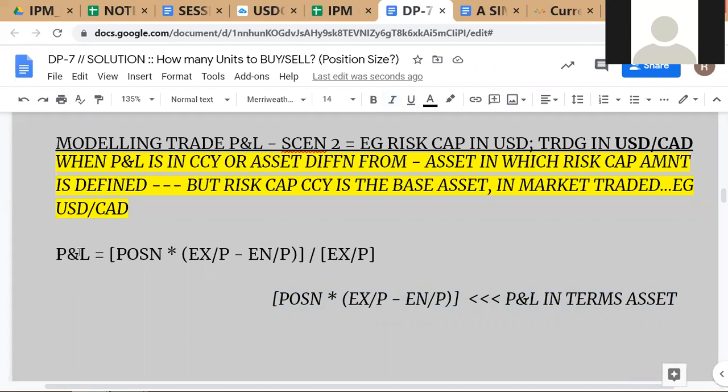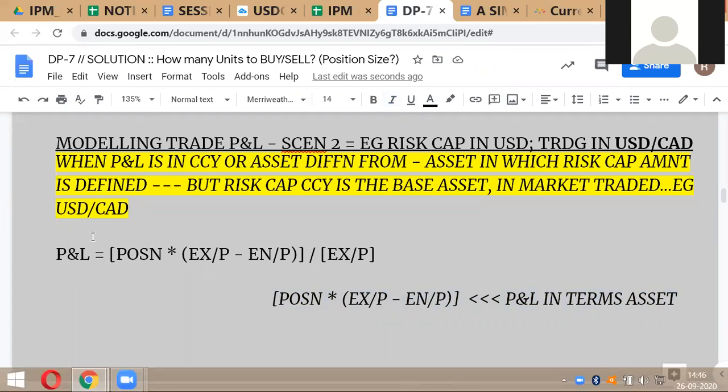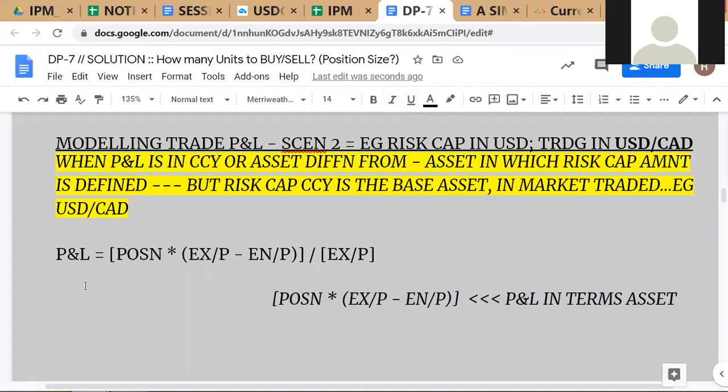But this is not good enough for us, because we have already done this once before. I don't know why I spent so much time on it today, but anyway, I think we learned something. We went into the details of the logic. Now, this is not good enough because we need to find this figure. We are trying to figure out what the position size should be. This is not the unknown. The unknown here is this. Notice there's one equation and one unknown. The unknown is position size, because we are trying to figure out how many units to buy or sell.